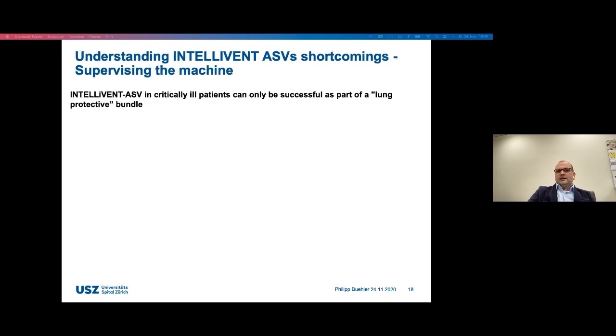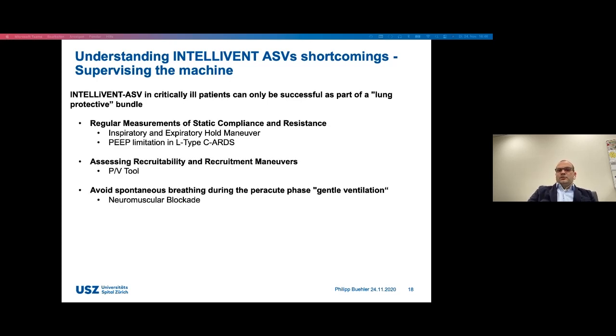To understand, Intellivent-ASV is not intelligent automatic ventilation. It also requires continuous supervision and controls. Intellivent-ASV in critically ill patients can only be successful as a part of a lung protective bundle. Shortcomings in the Intellivent-ASV are measurements of dynamic parameters. These can be adjusted by manual measurements of the inspiratory and expiratory hold maneuvers.